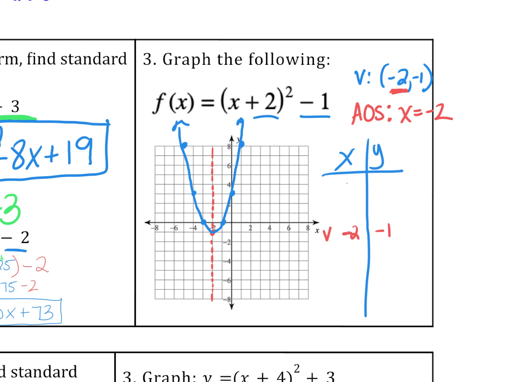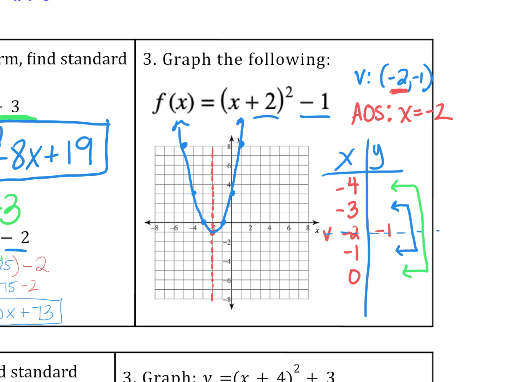And then you count 2 points to the left. If you're on -2, what's the next number to the left? -3, and then -4, right? And then 2 points to the right, which are -1 and 0. And remember, because this is the axis of symmetry, it's a reflection. So whatever number you get here is going to be the same number you get here. And whatever number you get for -4 is the same number you get for 0. So this is another way you can do this.